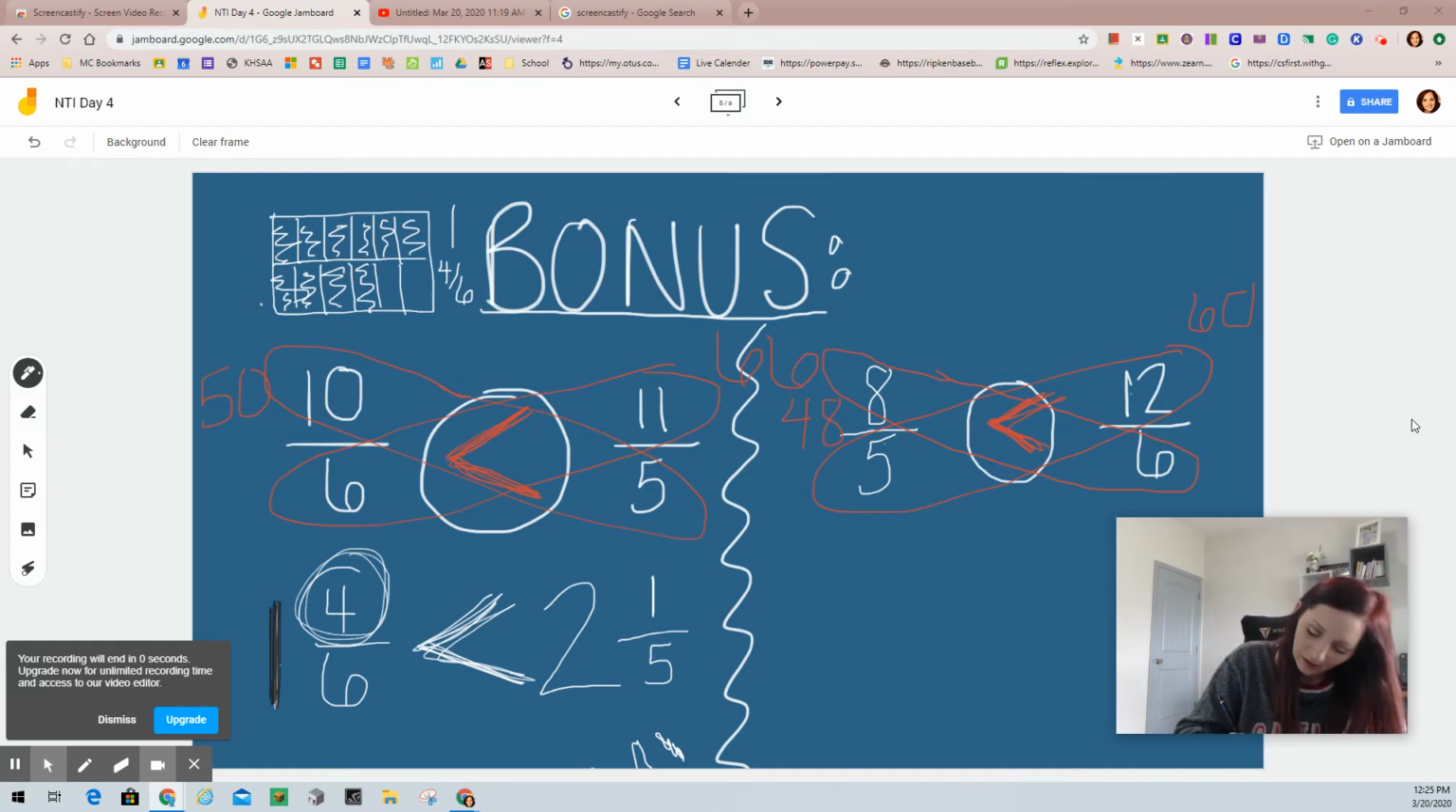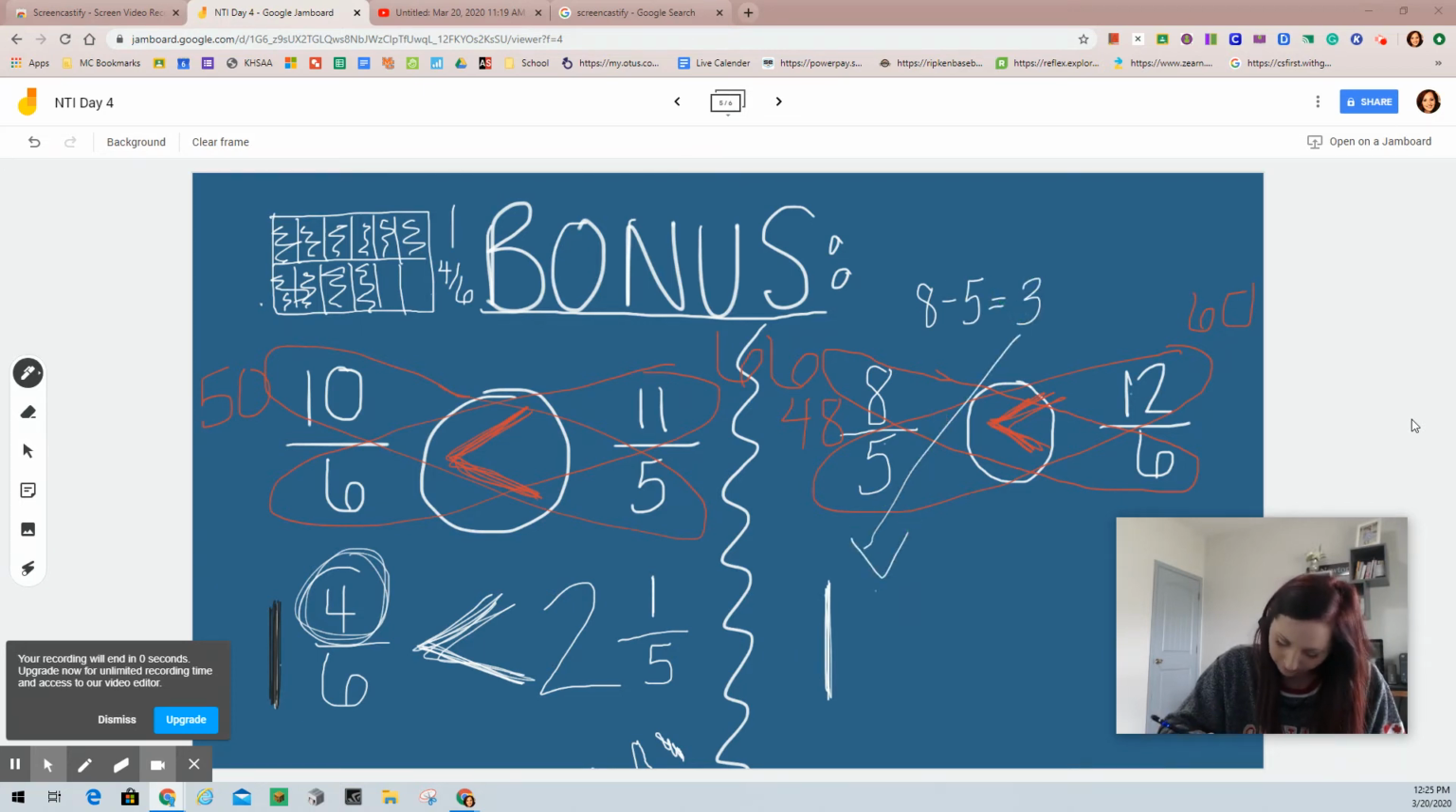Alarm went off. All right, 5 goes into 8 one time. 5 times 1 is 5. 1 becomes my whole number. Now, we take that product and subtract it from our numerator, meaning 8 minus 5 equals 3. That becomes our numerator. So I have 1 and 3. The denominator never changes. Fifths.